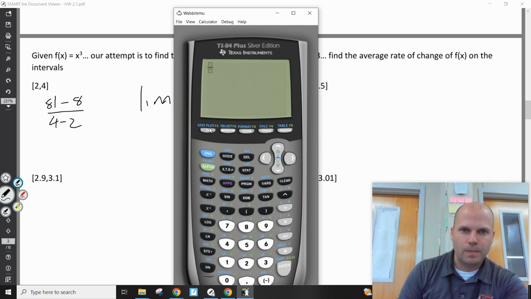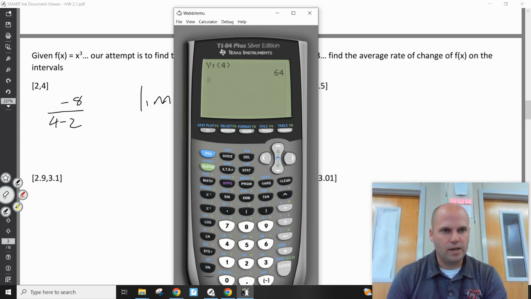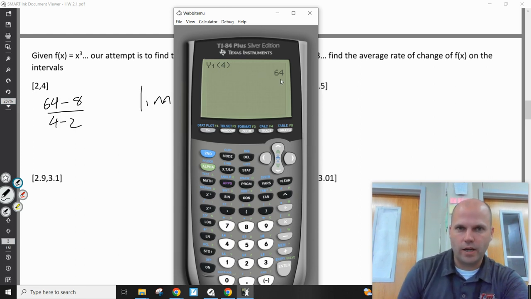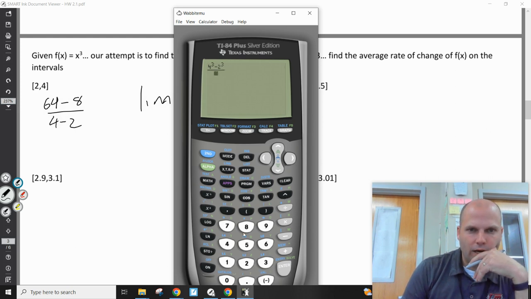Alpha y equals, I graphed x cubed. Watch what happens if you go alpha f4 y1. Again, you're not doing this on your homework, on your quiz or on your test. Oh, sorry, 4 cubed is 64, not 81. You could press Y1 of 4 and it plugs it in for you. You know what? It's actually easier if I just use the slope formula and I do Y2 minus Y1 over X2 minus X1.